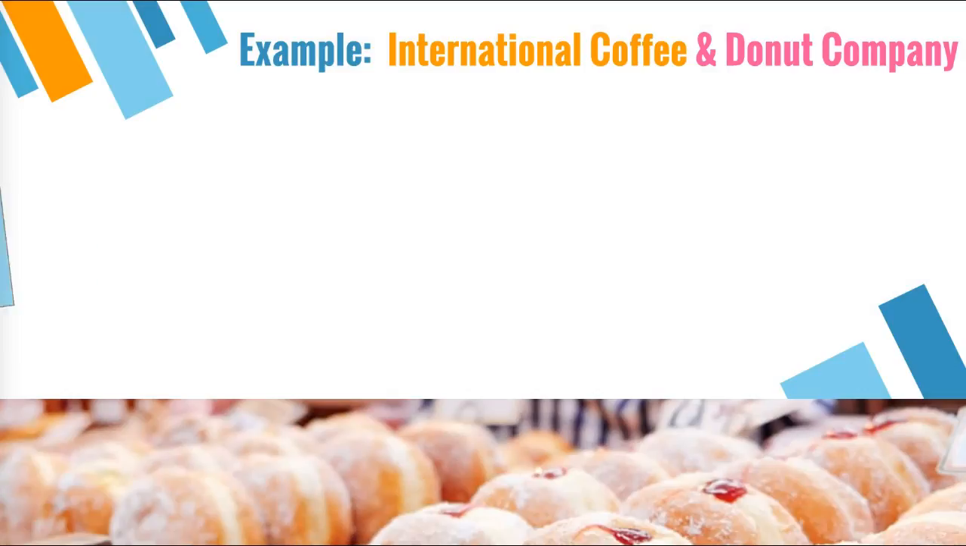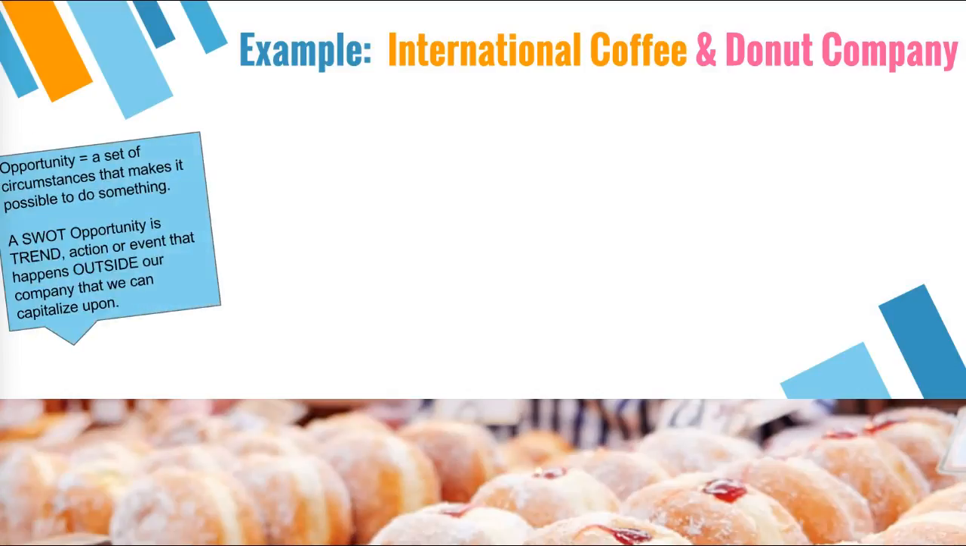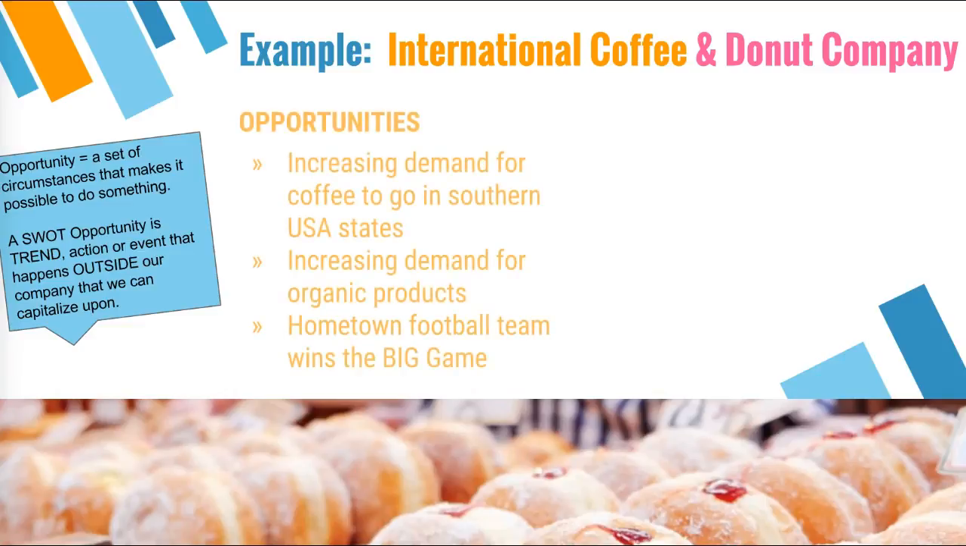Now let's take a look at their opportunities and their threats. Now remember, this is where people get confused. Opportunities are a set of circumstances that makes it possible to do something. In a SWOT, an opportunity is something that happens outside our company that we can then capitalize on. So let's take a look. So an opportunity for our donut company might be increasing demand for coffee to go in the southern United States.